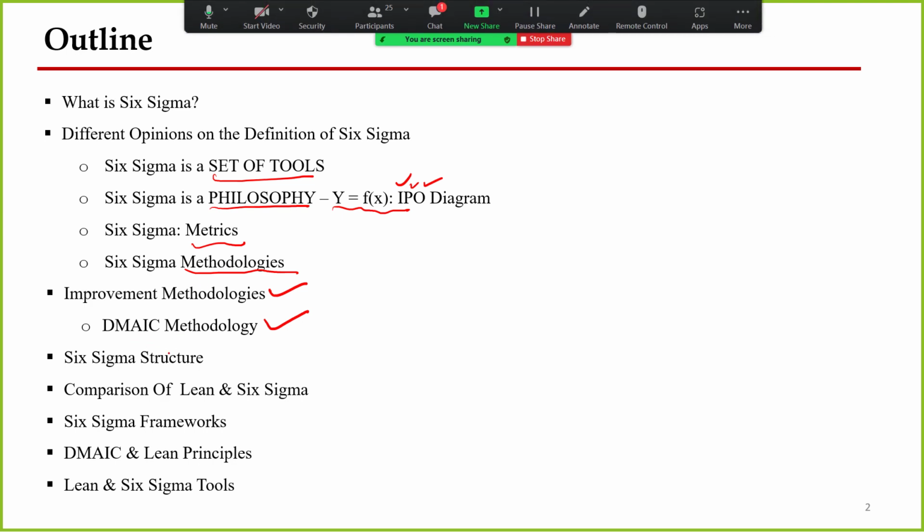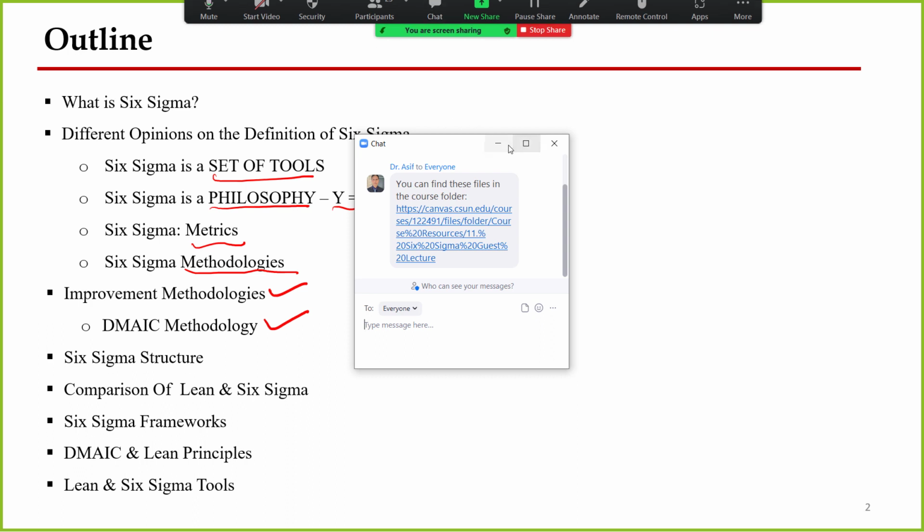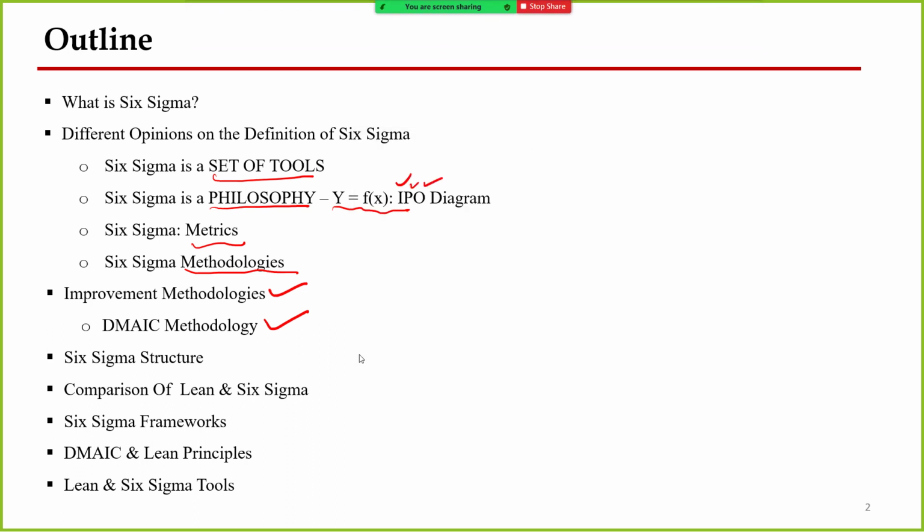Then we are going to talk about the Six Sigma organizational structure. The organizational structure means whenever we are going to implement Six Sigma, what kind of team structure is needed. Then I am going to talk about two improvement programs, lean manufacturing, or lean production, and Six Sigma. How they differ from each other, and even now people are talking about how we can combine them.